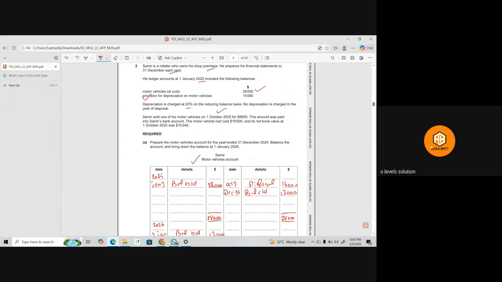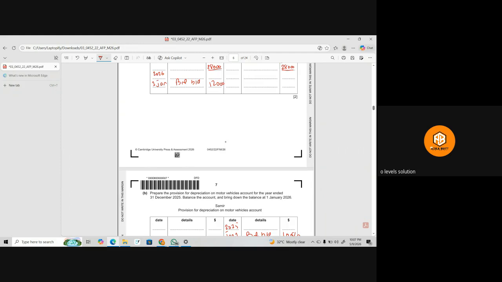ओके, सो लेट्स सी. कह रहे हैं Samir sold one of his motor vehicle on 1st October 95 for 9,500. This amount was paid into Samir's bank account. Motor vehicle had cost of 16,000 and its net book value at 1st October 95 was this. Okay. Net book value भी given है, cost भी given है, तो depreciation देख लेते हैं. It is very easy. तो देख लेते हैं अभी.